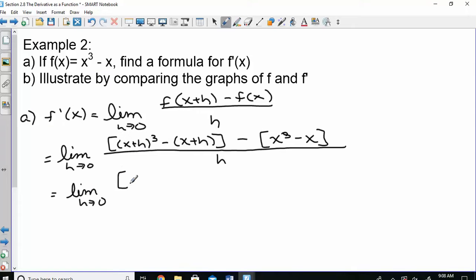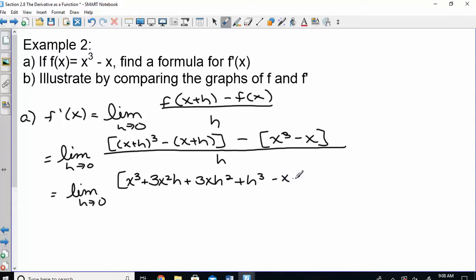Okay, if you take x plus h and cube it, write it out 3 times. You get x to the third plus 3x squared h plus 3xh squared plus h cubed. Do I need to show you where I'm getting that? Do you guys know how? Just write it 3 times and start distributing.